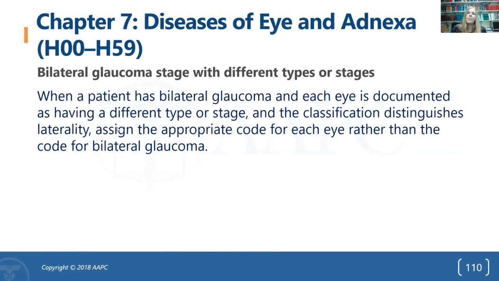If a patient suffers from bilateral glaucoma but a different stage or type, you would use the code designated for each eye rather than a code for the bilateral condition. So for example, patient presents with bilateral glaucoma, open angle low risk on the left eye and open angle high risk on the right, you would assign 2 codes. One for the open angle high, one for the open angle low, based off of the left and the right.